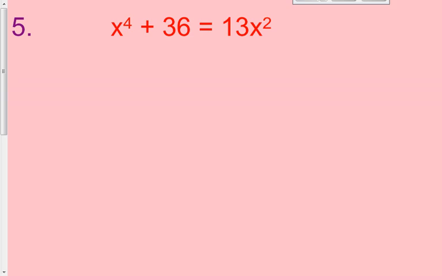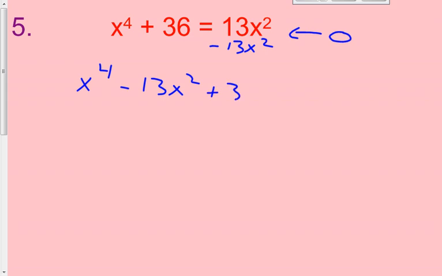Moving on to number 5. You have to get a 0 over here on the right side. So let's subtract 13x squared. X to the 4th minus 13x squared plus 36 equals 0. So now we see if we can take out a greatest common factor. Unfortunately, we cannot. So now we're just going to start factoring.